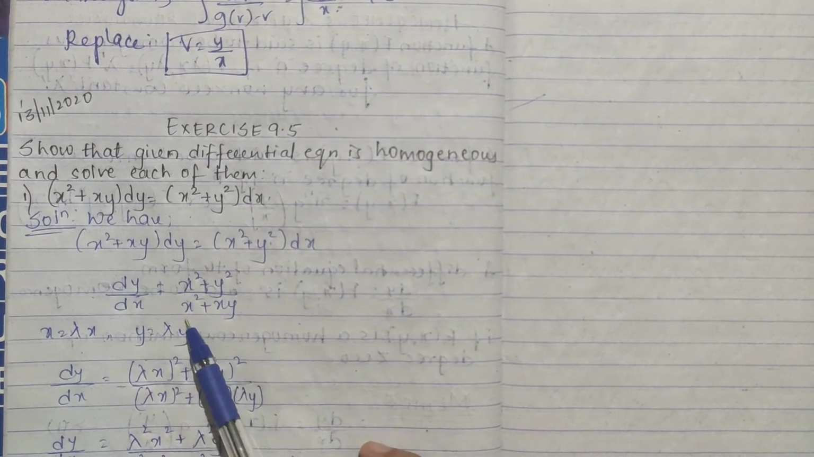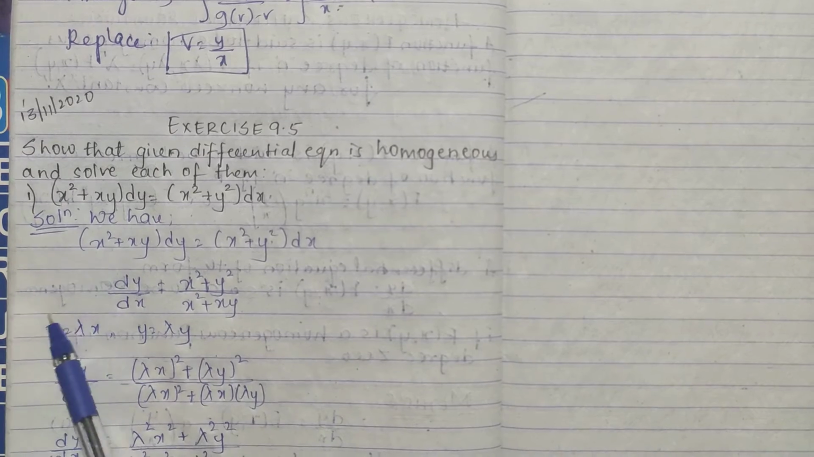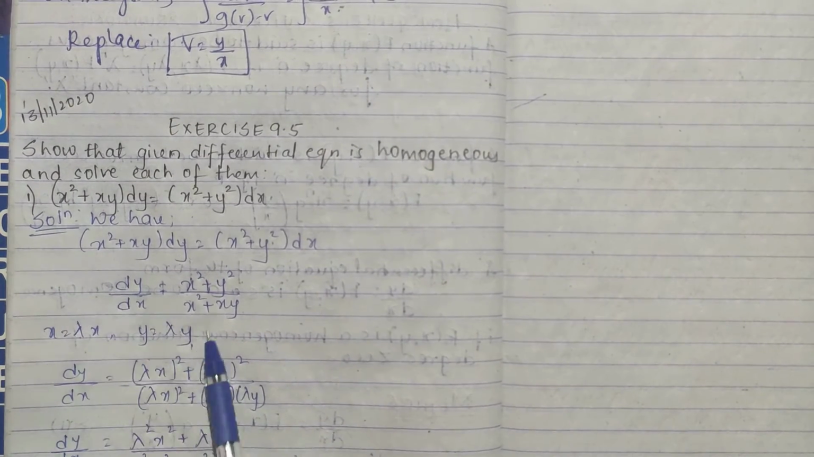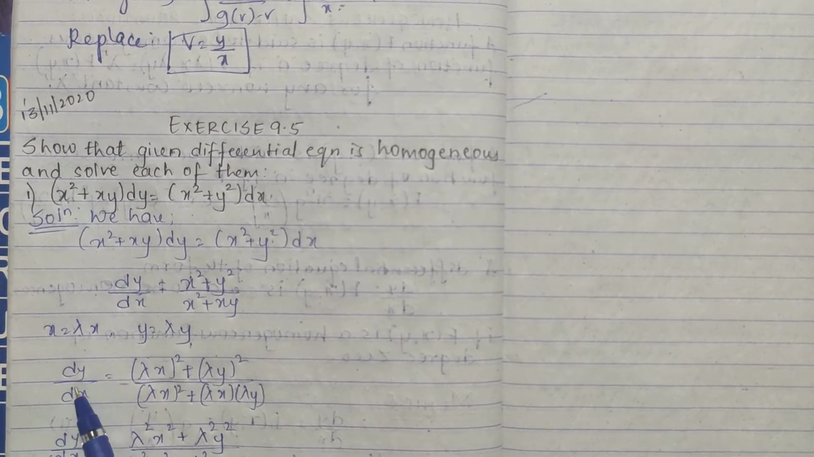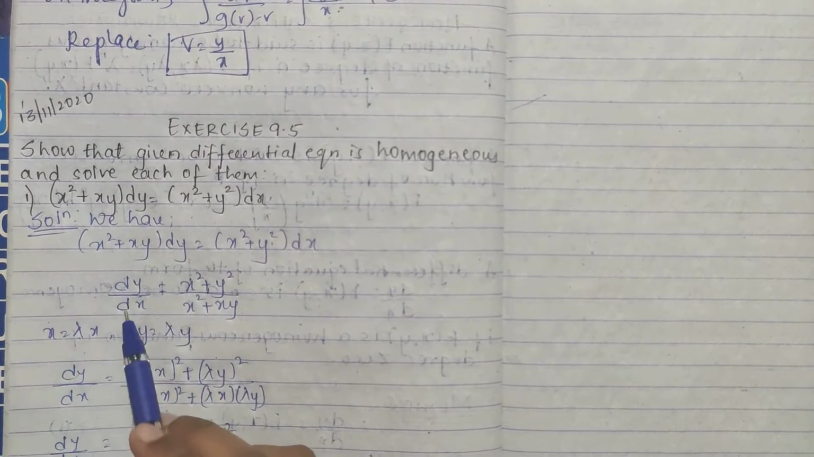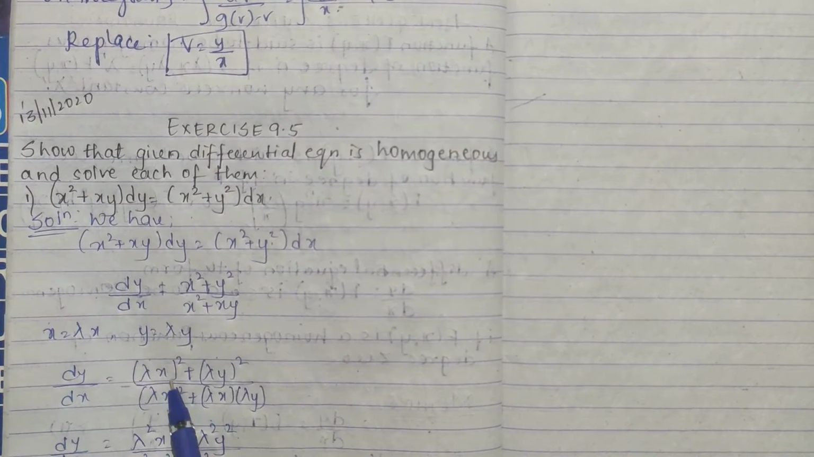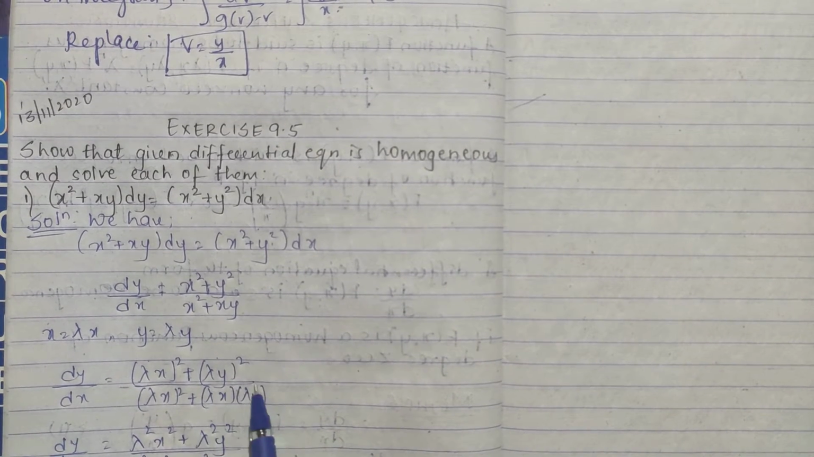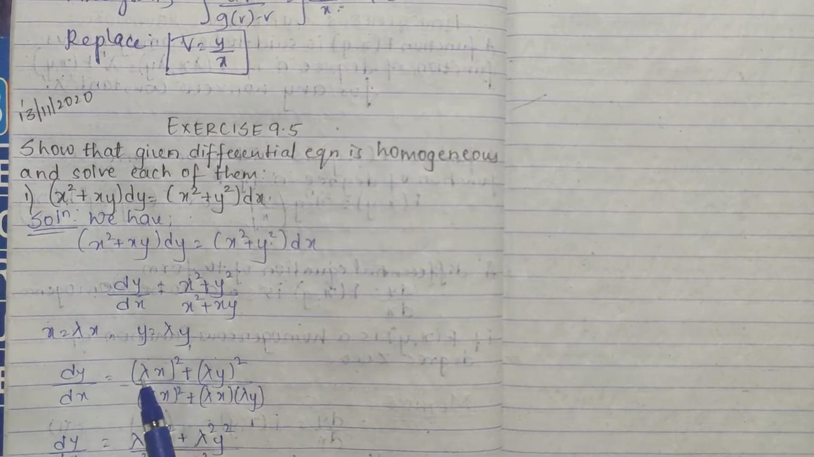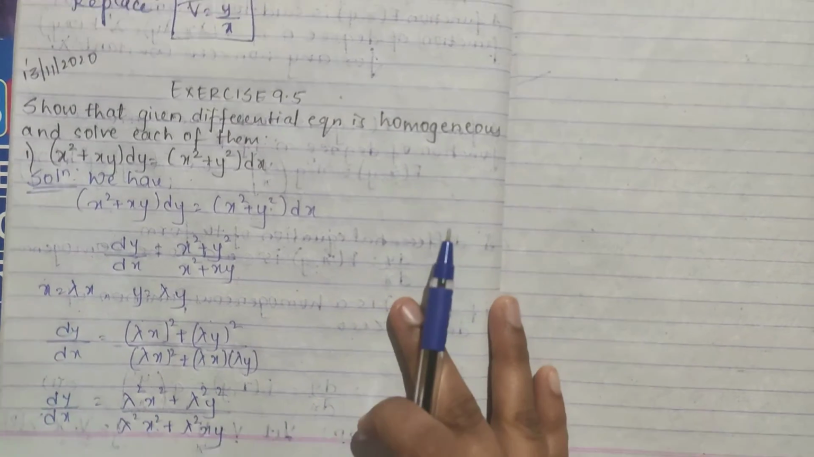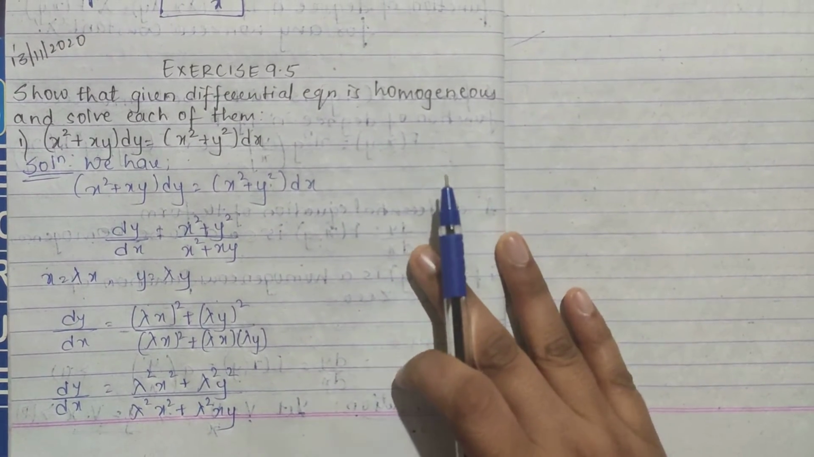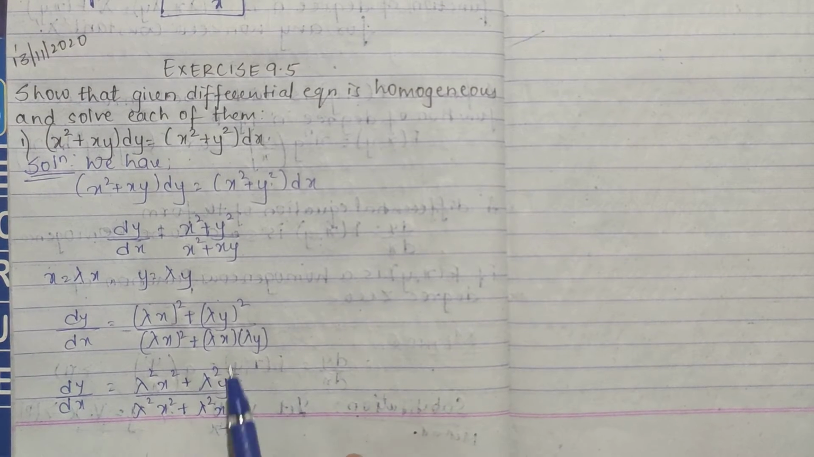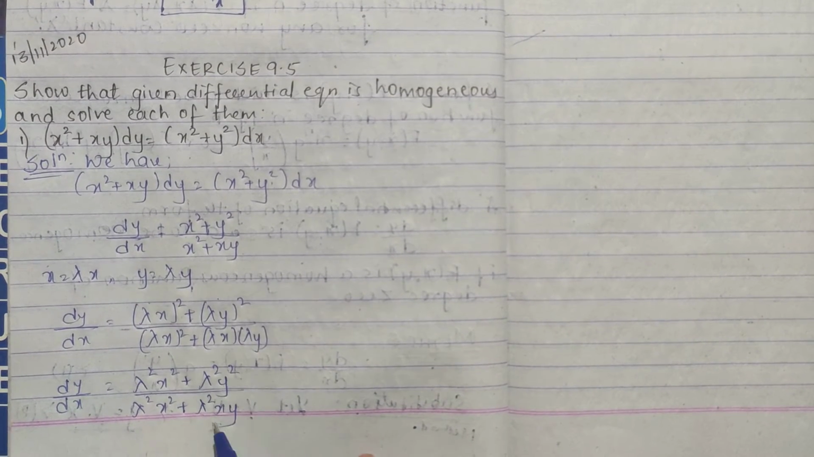x square plus y square divided by x square plus xy. So how do we do it? x is equal to lambda x, y is equal to lambda y, replacing, right? Replacing it. So dy by dx, in place of x it will be what? Lambda x the whole square, lambda y the whole square, lambda x the whole square plus lambda x into lambda y. Now opening it, lambda square x square plus lambda square y square whole divided by lambda square x square plus lambda square x into y.